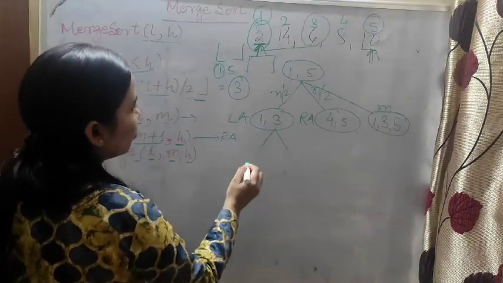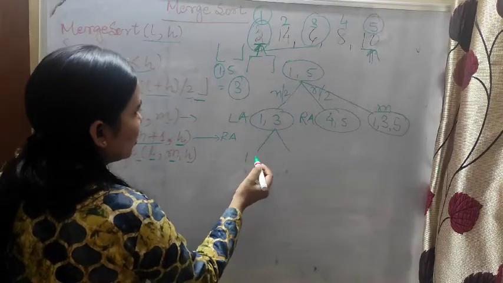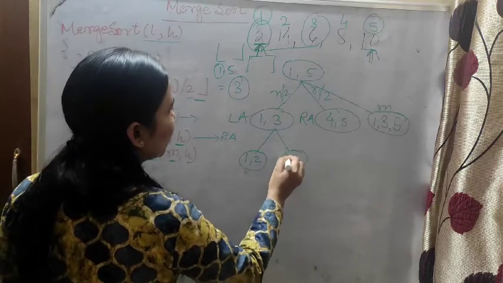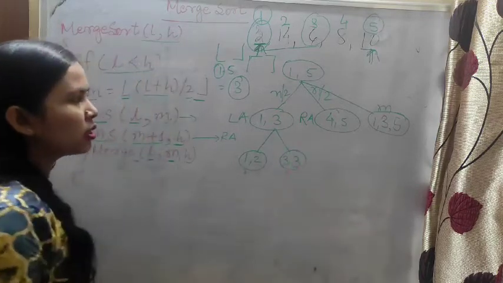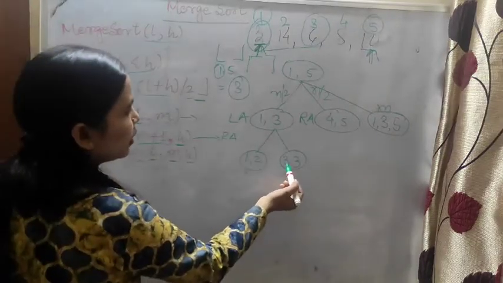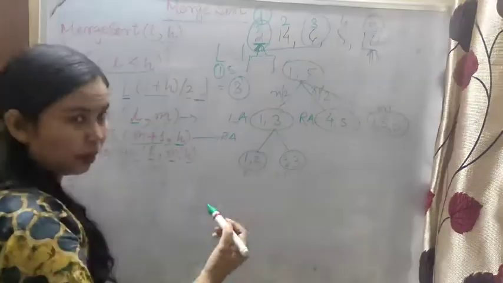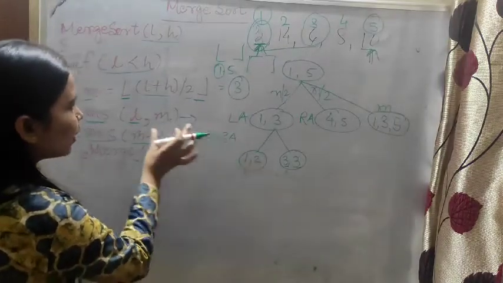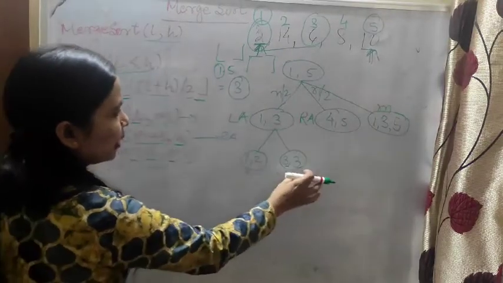So then 1, 2, 2 will come, and then here 3 will come: 2, 3 will come. Because this is the middle, the middle plus 1 value, and the last value is this one. Okay, the left subarray always this one will come, and the right subarray that one will come.